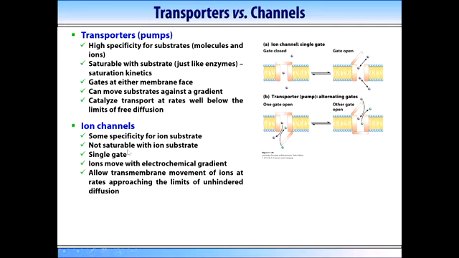And then there are ion channels. Ion channels have some specificity for the ion substrate. They are not saturable, they usually have a single gate, and ions move with the electrochemical gradient. They allow transmembrane movement of ions at rates approaching the limits of unhindered diffusion. Okay, making it simpler: channels are just a passive opening. It's like a valve, right?